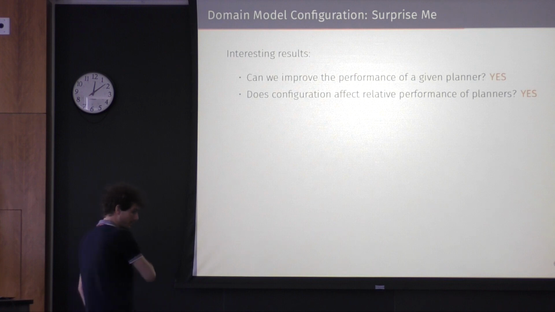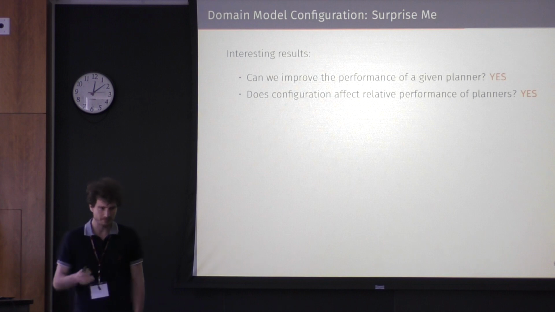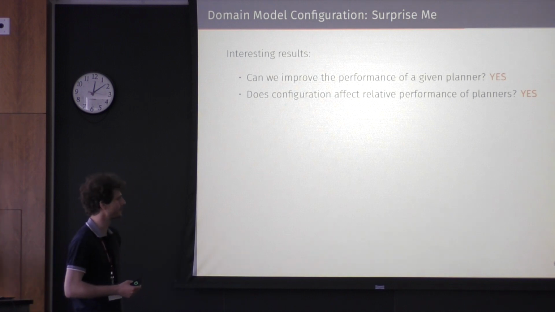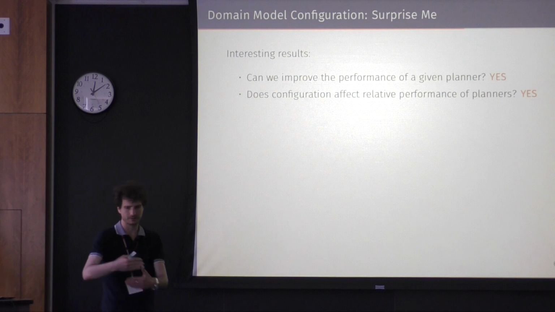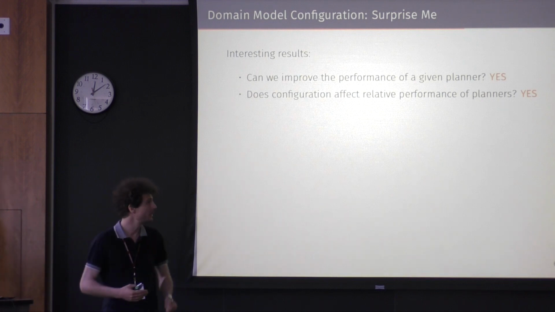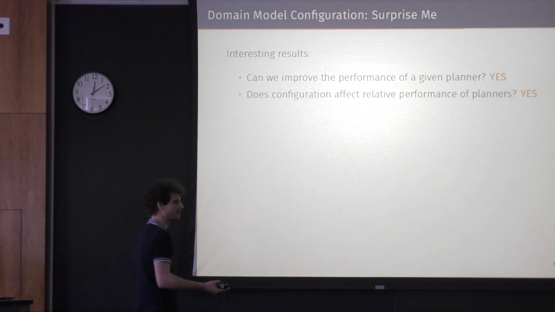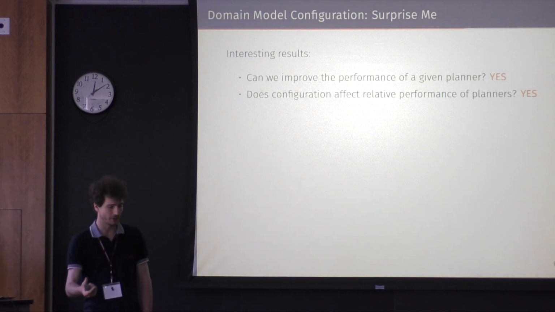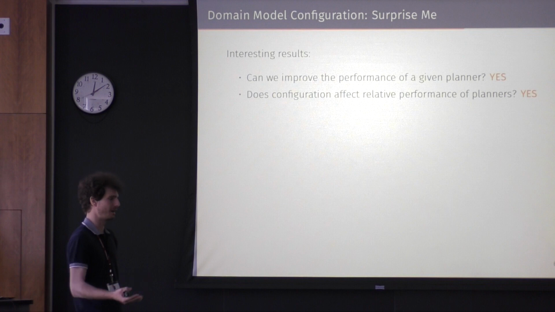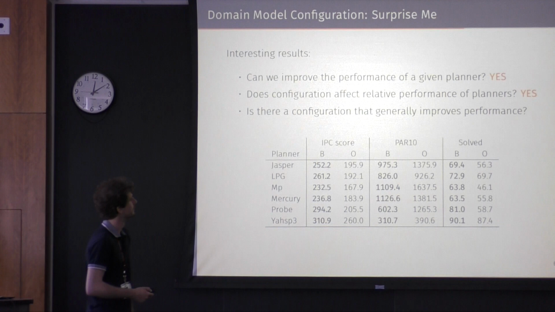And as has been observed also by Lukáš before, the way in which the planners are affected by the domain control knowledge, or in this case by the configuration of a domain model, they are not all affected in the same way. So you have some differences, which means that the relative performance of planners is different, which basically means that if you are running a competition or a benchmark, the domain model configuration that you are using for comparing the planners may result in a different outcome from the competition.